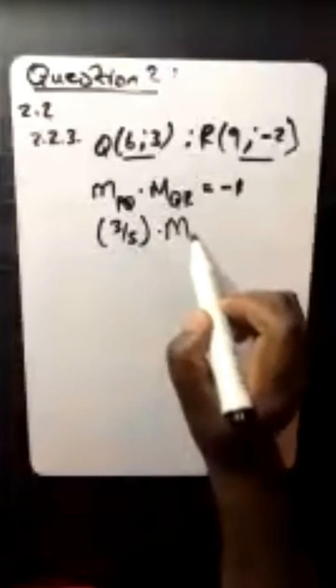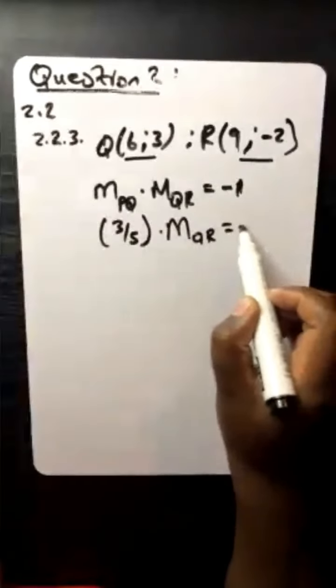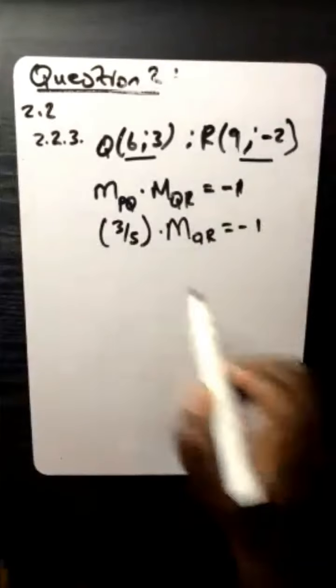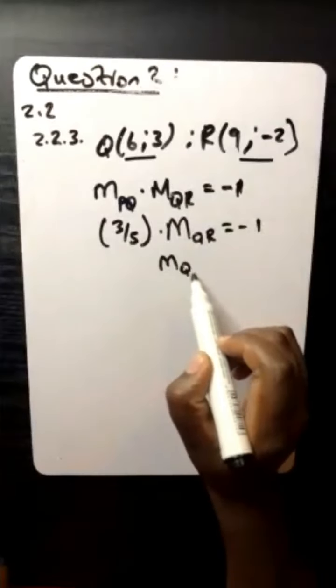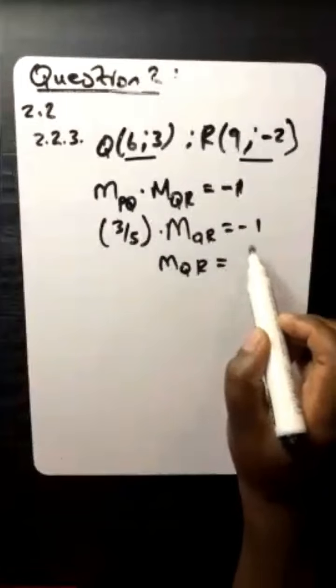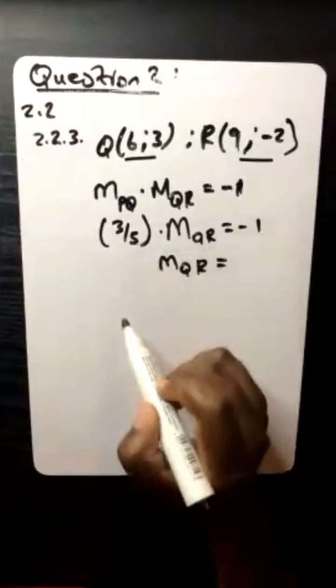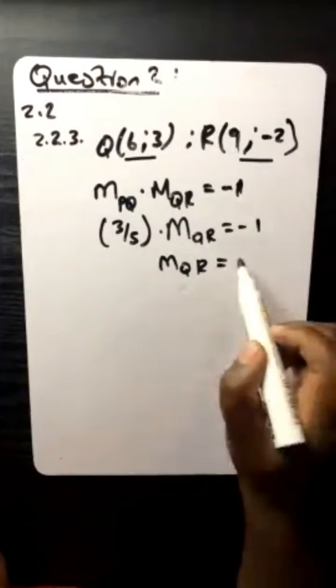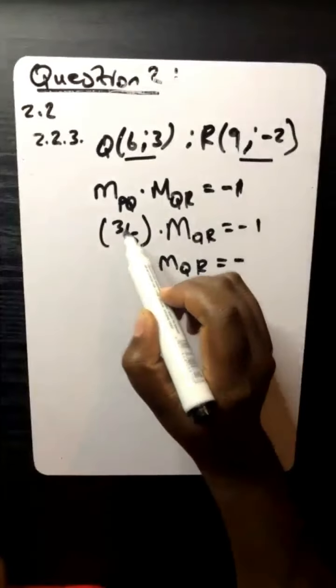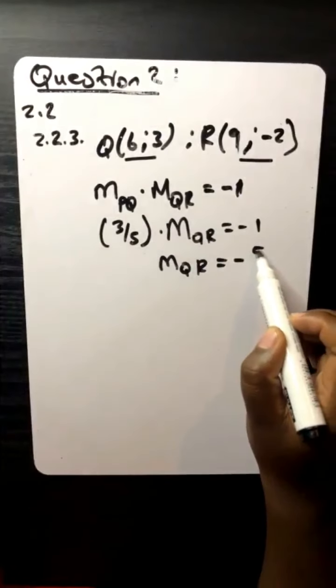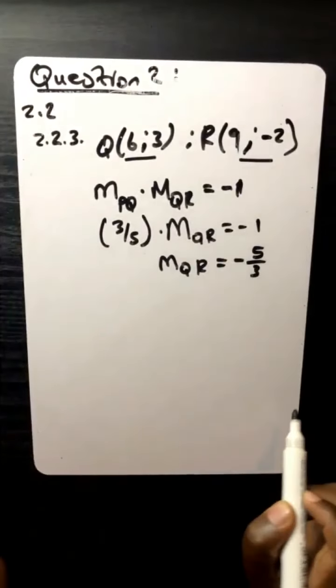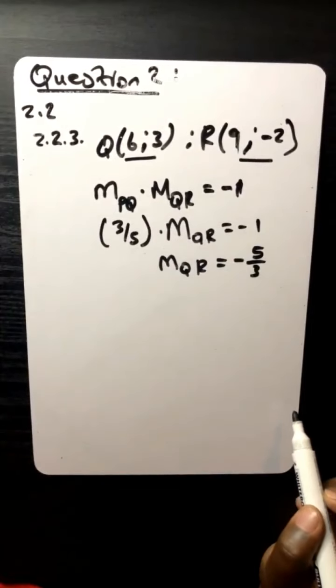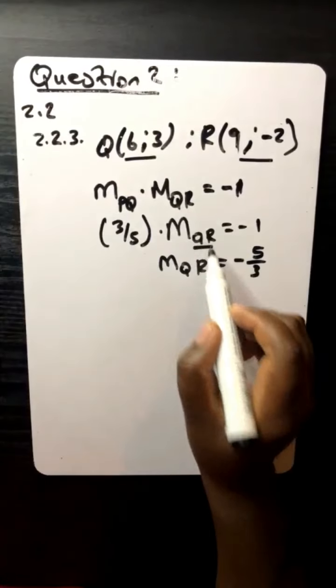I'm not sure if it's from the first question or what. Then you can say this is equal to -1. So that means the gradient of QR is equal to -1 divided by that. I already know that it has to be negative. Then you write that at the top and that at the bottom. So it's -5/3. So that is the gradient of QR.